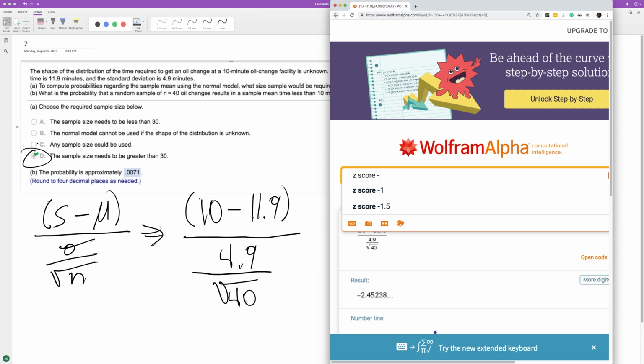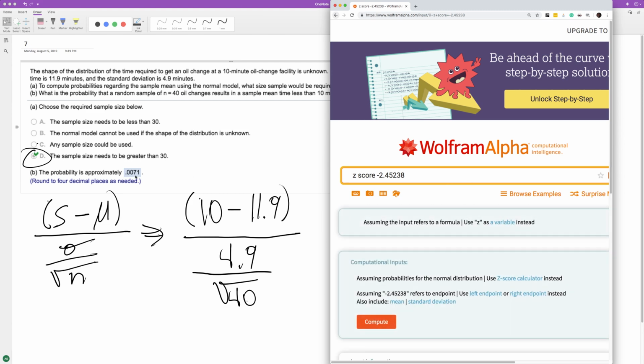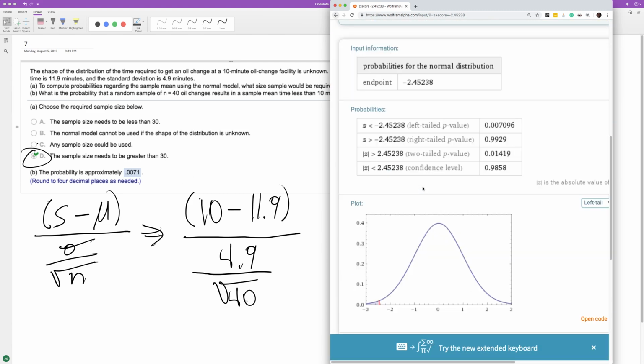So the z-score is negative 2.45238. We already have our probability there, but this verifies it. So we want a left tail because we're going less than. If you look here, 0.007096. We want four decimal places, so round the 9 up. So it becomes 0.0071. That means a 0.71% chance that our oil change will be less than 10 minutes.